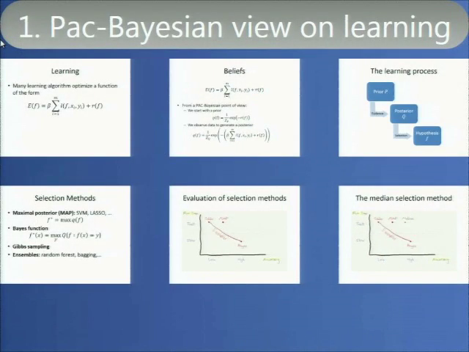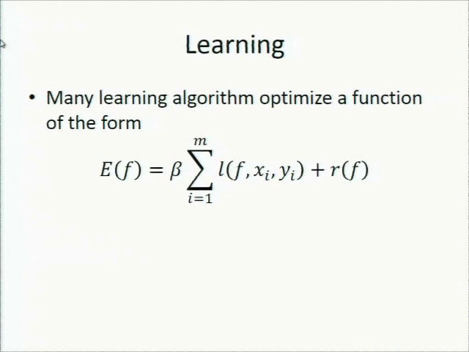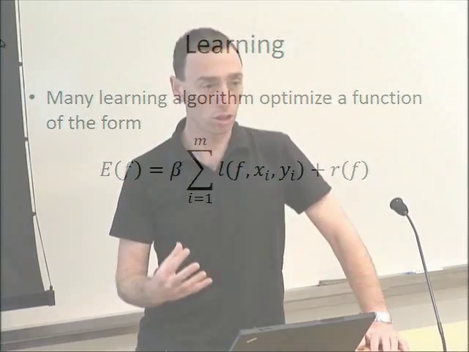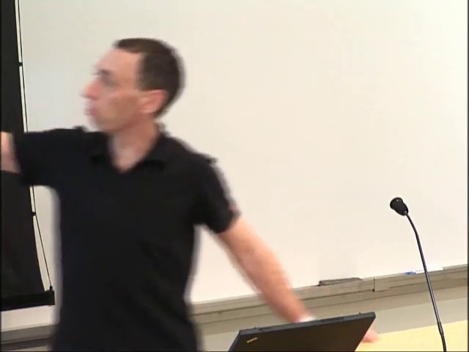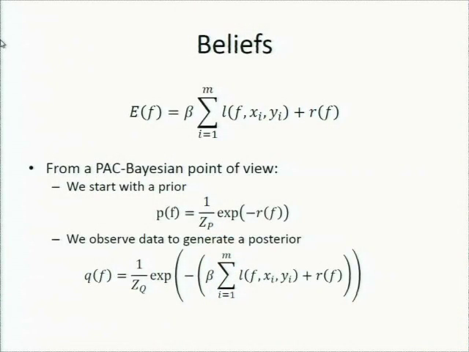So let's start by looking at the Bayesian point of view on learning. Many learning algorithms look like this. We have some sort of a scoring function, I will call it the energy function, and we give a score for every hypothesis based on some regularization term, pick your favorite, L2, L1, whatever, and a loss function on some observation that we had.